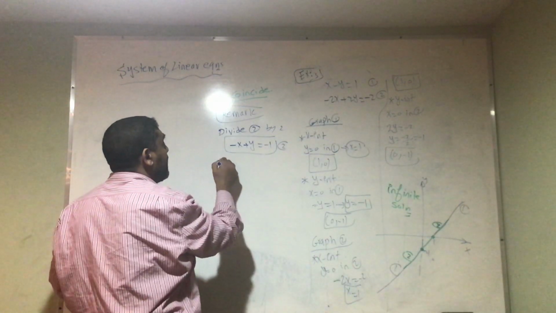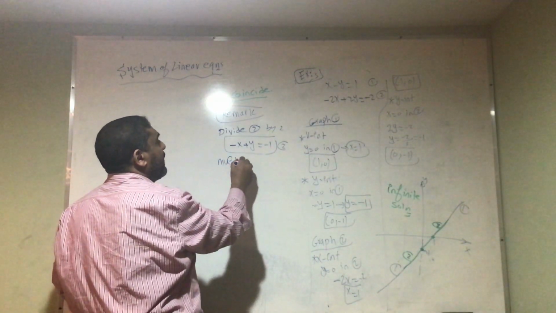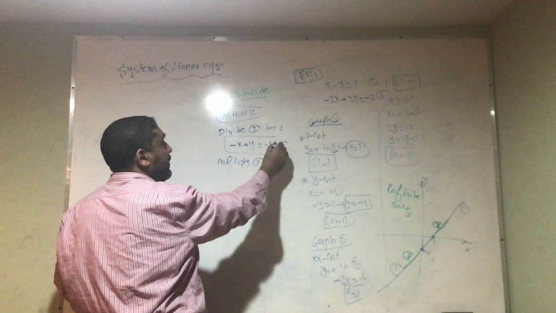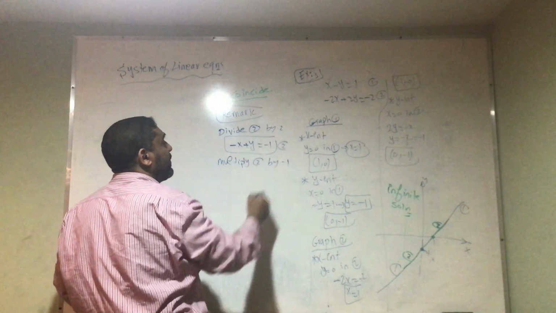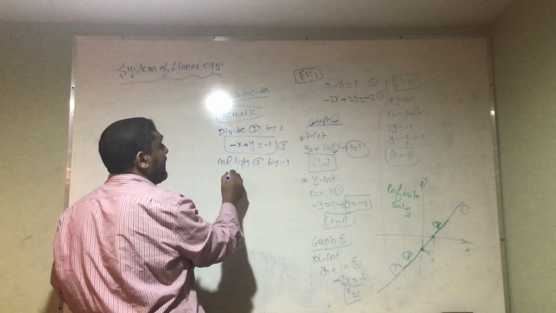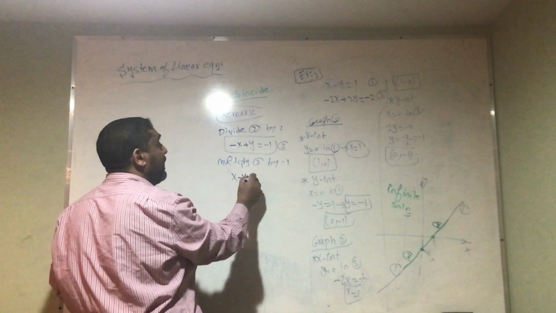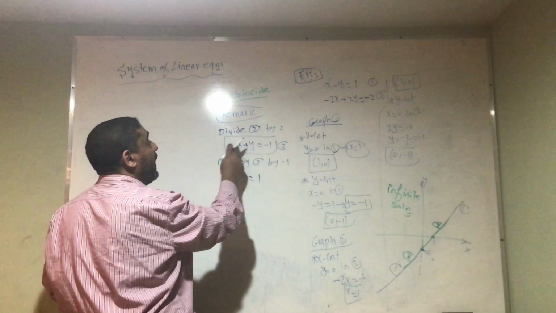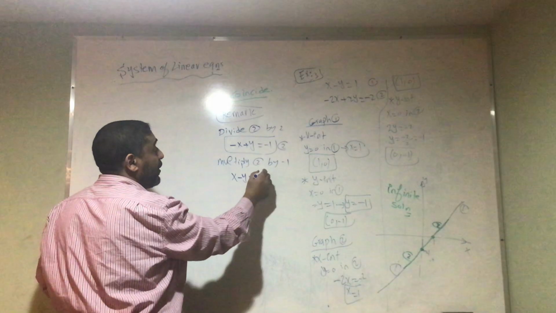So what's going on here? If I multiply the new equation 2 by minus 1, you get x. That becomes minus y, and you get 1. Multiply each term by minus 1, you get this. So what did you get?